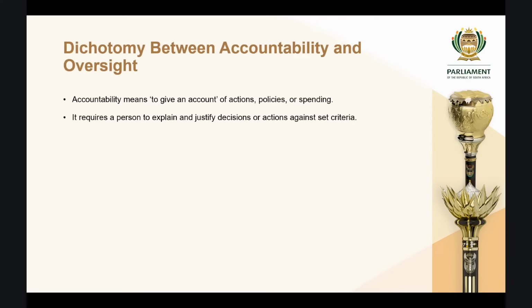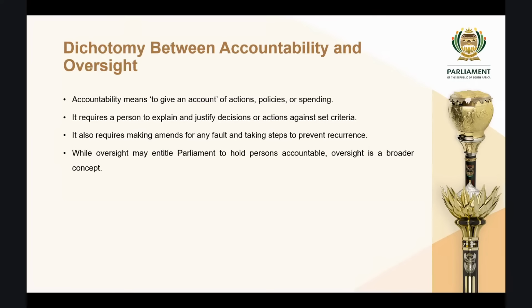I think I've explained this, Chair. It requires a person to explain and justify decisions or actions against that criteria. Accountability also requires making amends for any fault and taking steps to prevent recurrence. While on the other hand, oversight may entitle Parliament to hold persons accountable, oversight is a broader concept, as I've explained above. So oversight traverses a far wider range of activity than accountability alone.